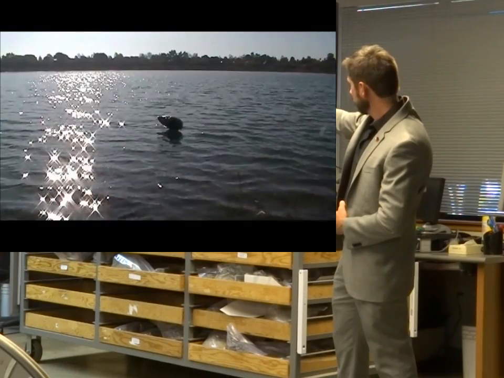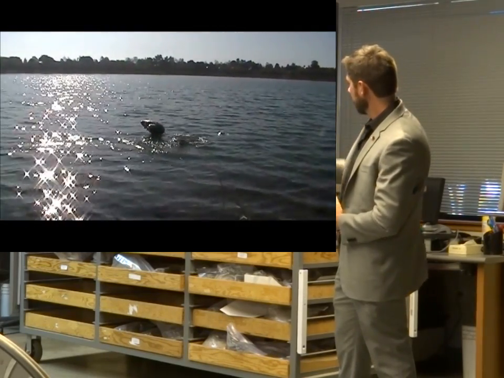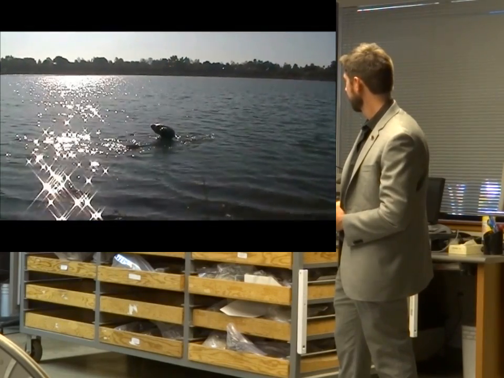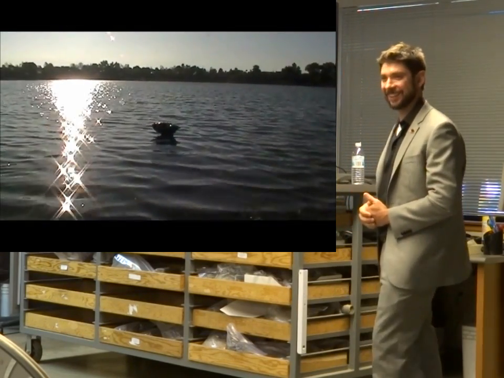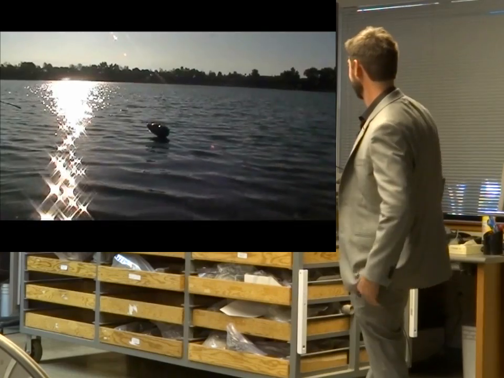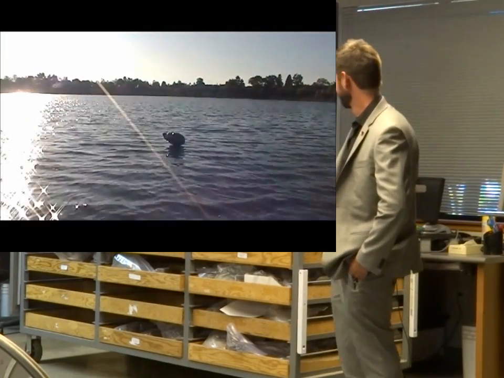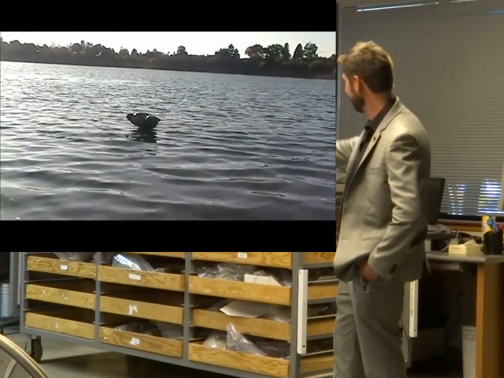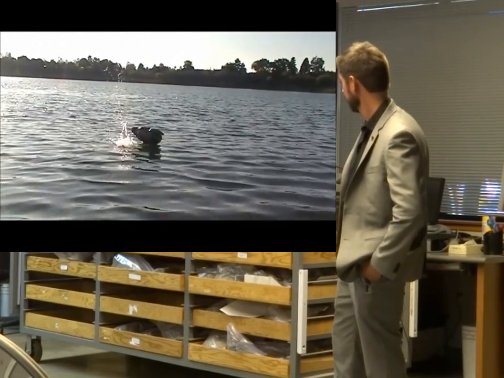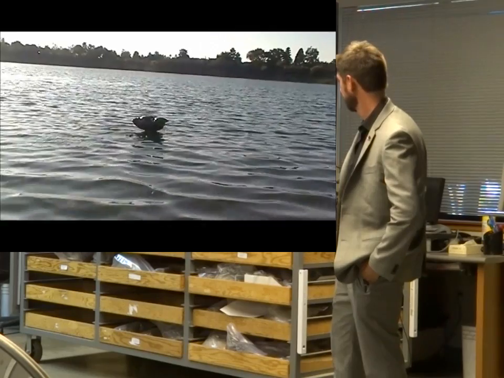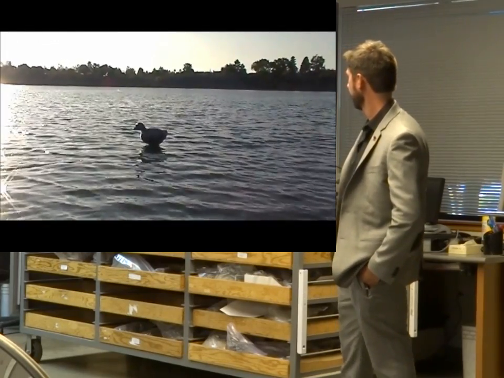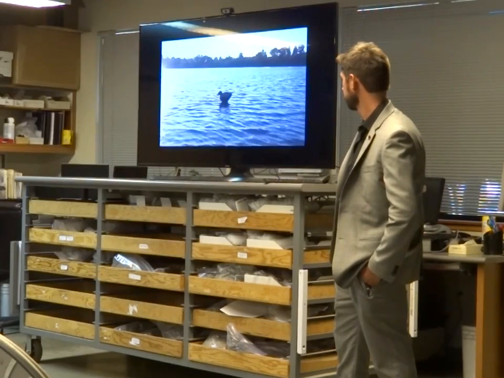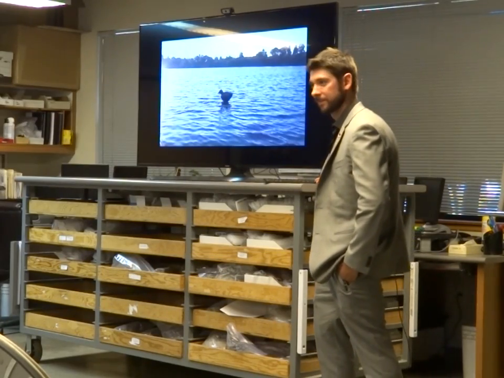So note the angle at which the darts are approaching is fairly obtuse. And also note that the darts float.